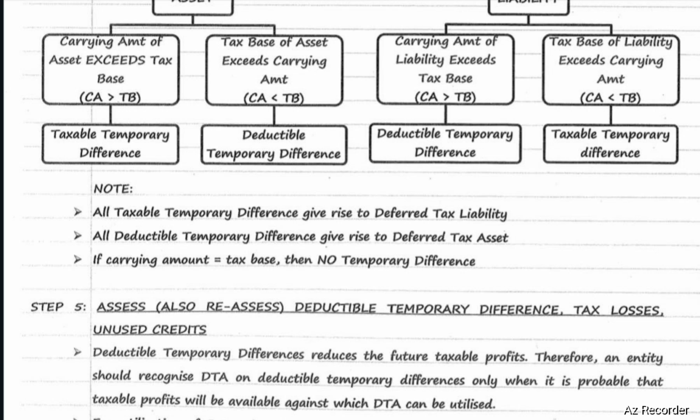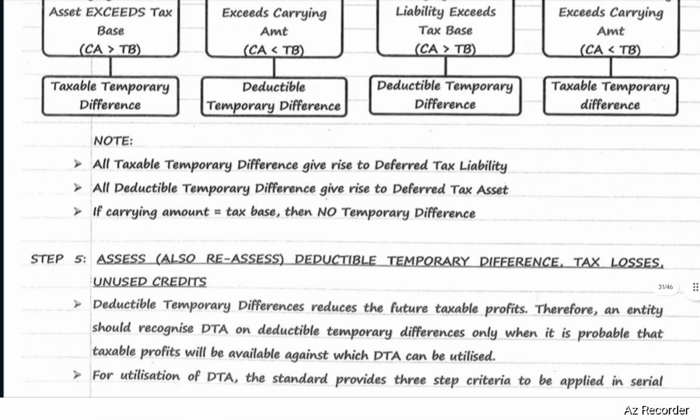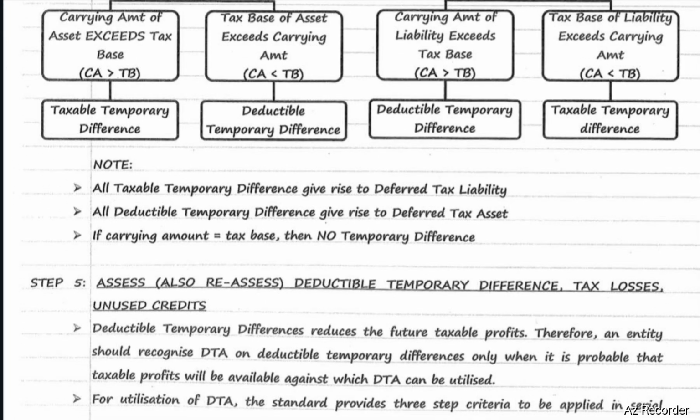If carrying amount equals tax base, then there will be no temporary difference. There will be no DTA and DTL. Step 5, assess, also reassess deductible temporary difference, tax losses, unused credits. Deductible temporary difference reduces the future taxable profits.